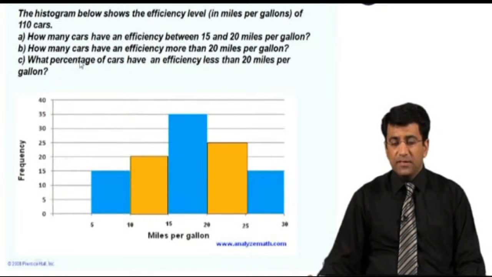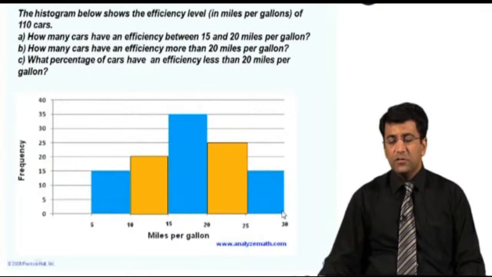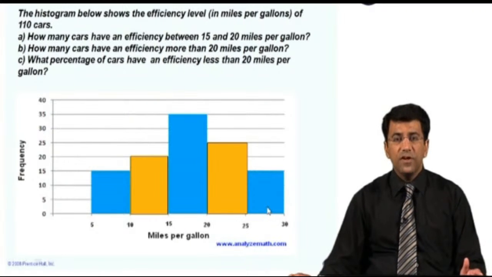Now again, how many cars have an efficiency of more than 20 miles per gallon? This is the frequency for 20, and this is the frequency for 25 and onward. So we are interested in the frequency of more than 20, so we will add this 25 plus this 20, that is 45. So there are 45 cars that have an efficiency of more than 20 miles per gallon.